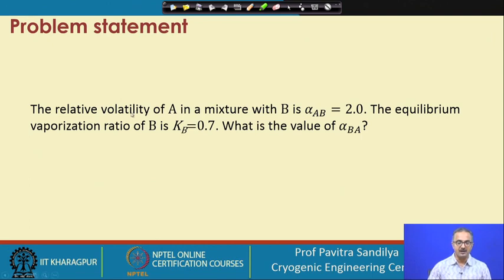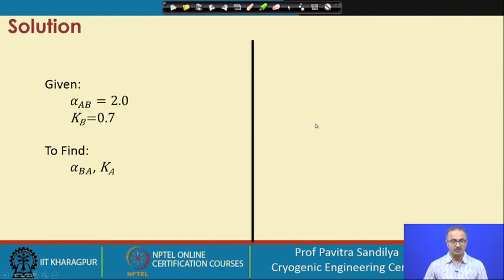This problem states that we have the relative volatility of a component A in a mixture of B, and alpha AB is given as 2. This value shows that A is more volatile than B, because alpha AB is more than 1. The equilibrium ratio of B, Kb, is given as 0.7, that means Kb is the equilibrium vaporization ratio, or the volatility. The volatility of B is 0.7 and we have been asked to figure out the value of alpha BA. These are the given values, and we can also find the volatility of component A.